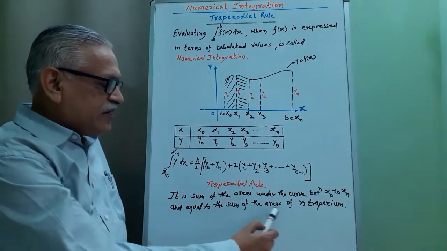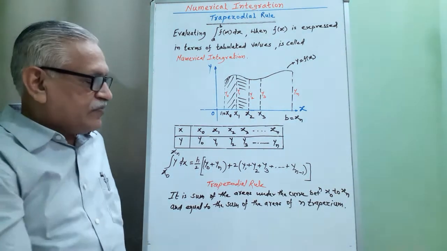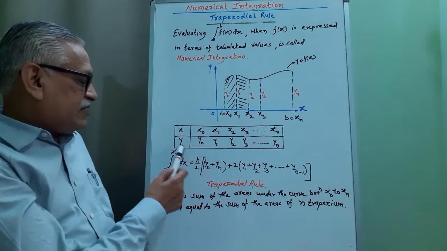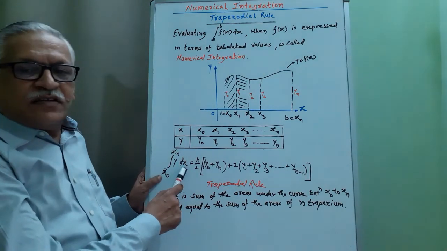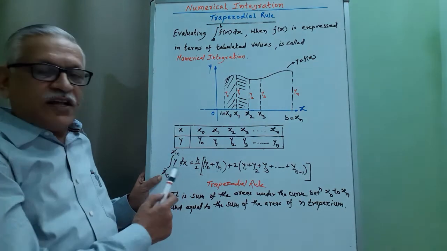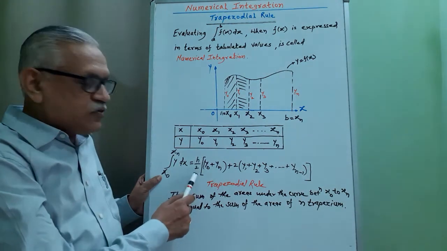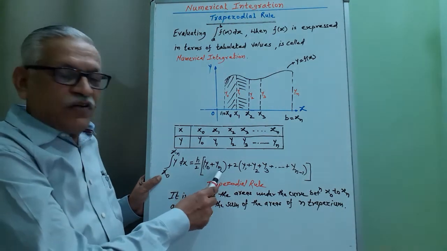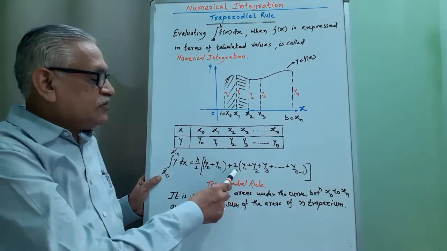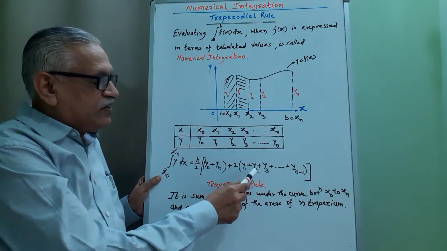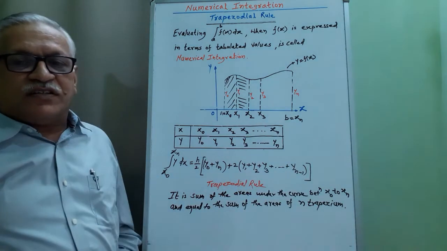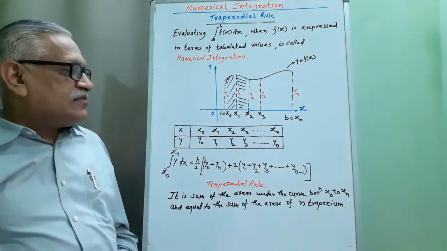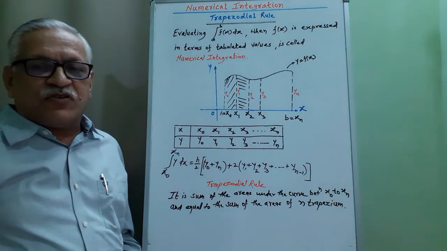Therefore, it is the sum of the areas of n trapezium, and that is given by this formula. Integration of y dx between x0 to xn. Once again, I will repeat that formula. It is h by 2 [y0 plus yn plus 2 times remaining values y1 plus y2 plus y3 plus so on yn minus 1]. Therefore, this is called the trapezoidal rule.